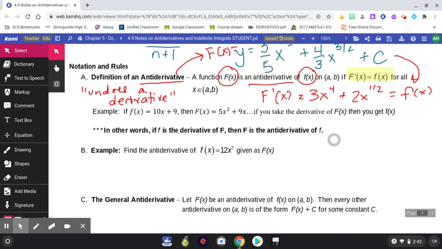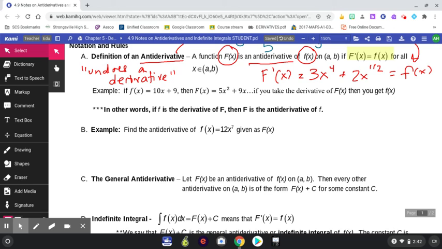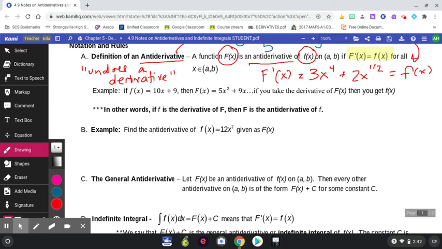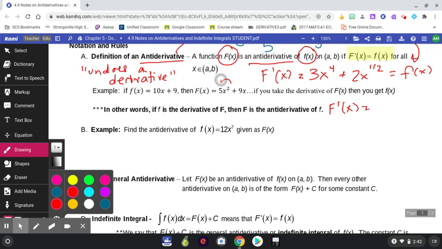Okay, so it's this example. If little f of x is equal to 10x plus 9, then capital F of x is 5x squared plus 9x. Okay, so if you take the derivative of capital F of x, I would get 10x plus 9. And that matches little f of x. That's all that's saying, okay?